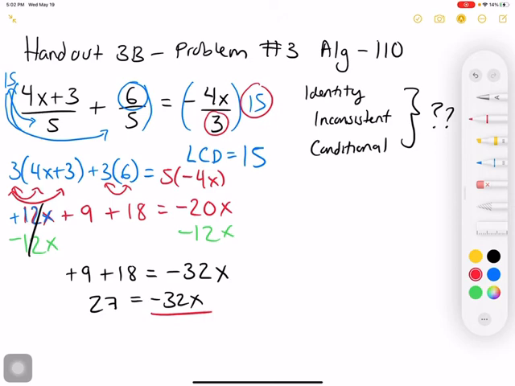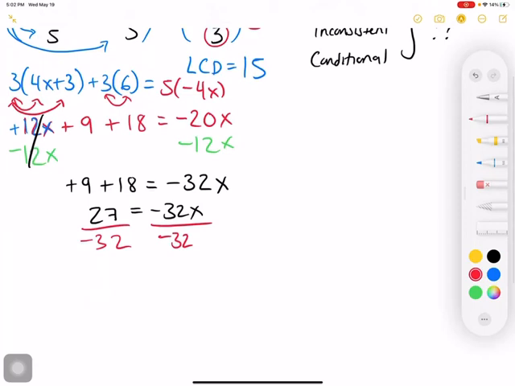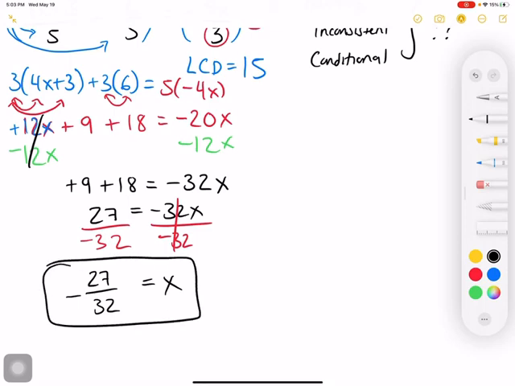Can I divide both sides by negative 32? Yes, the answer is yes. Okay, I can divide both sides by negative 32. That cancels out my negative 32 on the right side and leaves x equals, and then you have this fraction over here. Does this happen to be a real number, negative 27 over 32? And the answer is yes, right?